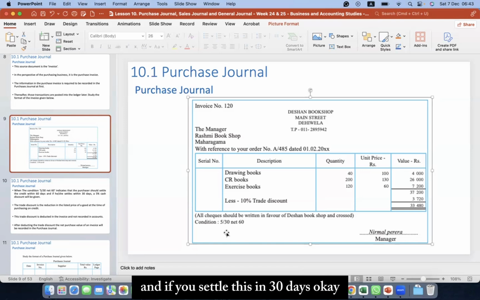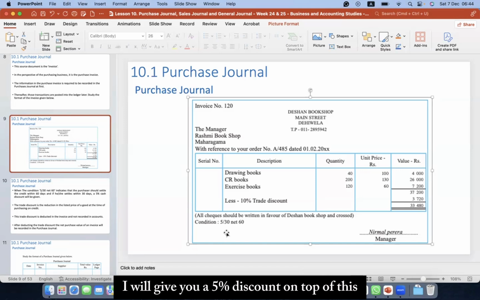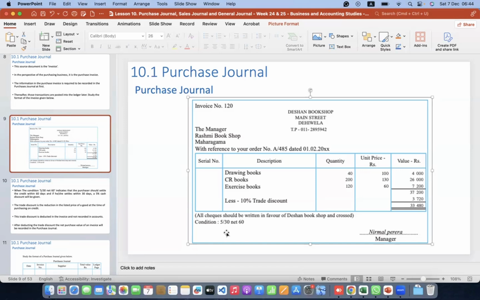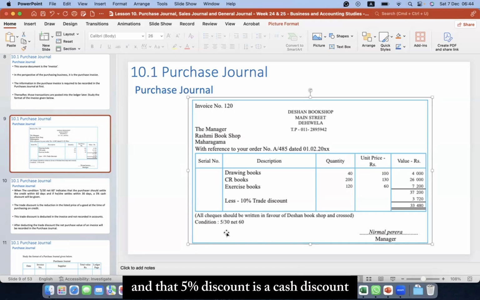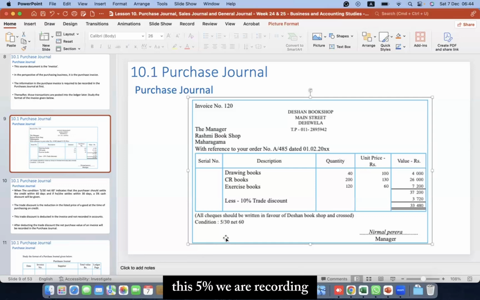Okay, and if you settle this in 30 days, you have 60 days to settle, but if you settle this in 30 days, what I will do is I will give you a 5% discount on top of this. And that 5% discount is a cash discount, and that will be accounted separately, which we learned over the last lessons. Okay, discounts allowed and discounts received. We maintain a separate column in our cash book and bank book, and we maintain separate records. Okay, this 5% we are recording in our accounts.